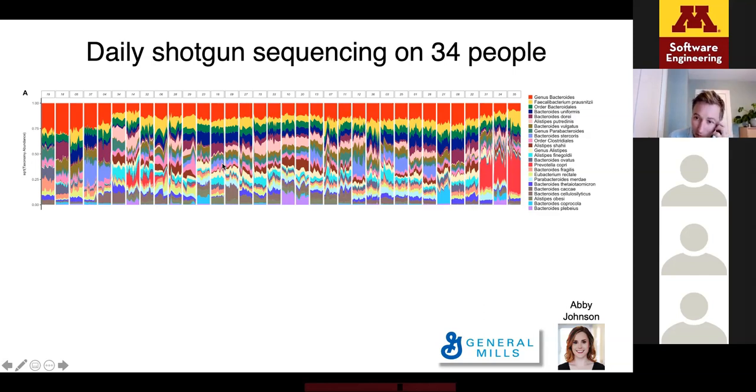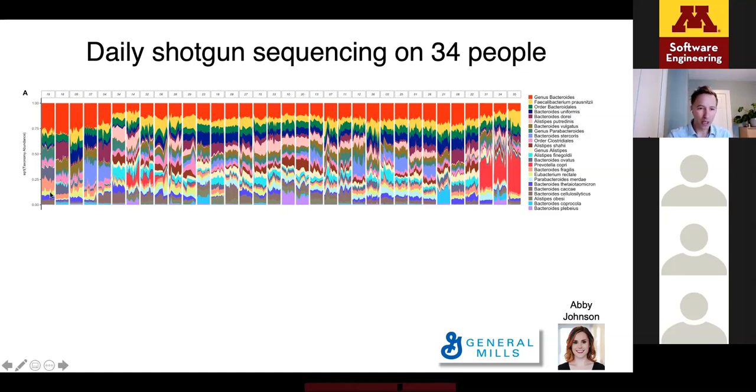Then what we were able to do is get this high resolution look at what was going on at the species level in each person. Because it's shotgun sequencing, you can get down to the species level. The other version, the cheap version, usually only gets you down to family or genus level, so it's not as specific. This is the first time we were able to see species level variation in people over time with such a dense time series.